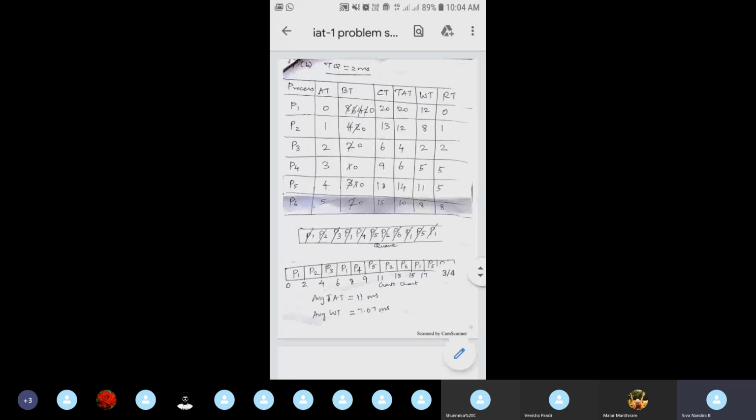Okay? Next here, this is time quantum equal to 2 millisecond. If you see, how we can draw the Gantt chart: first at the 0th millisecond, we have process P1. In the queue also, the first process which enters is P1, and this P1 will be executed for the time quantum.